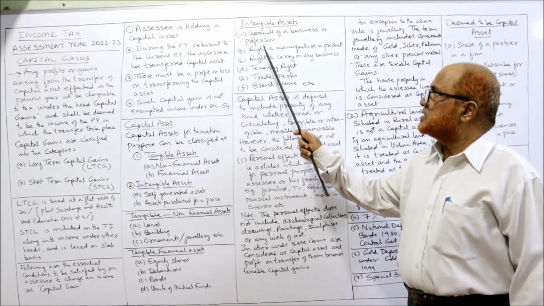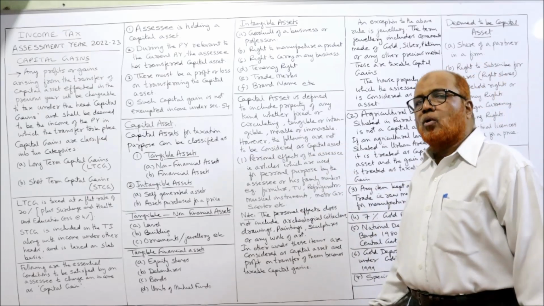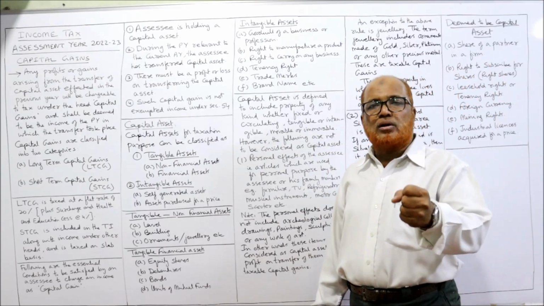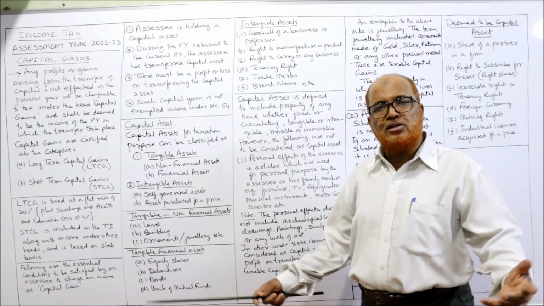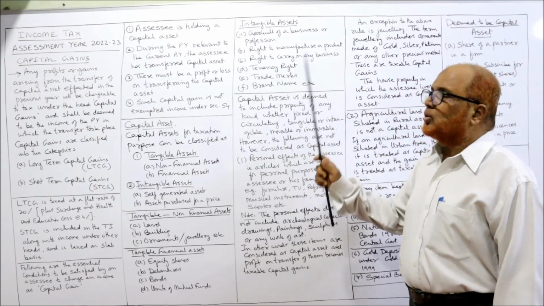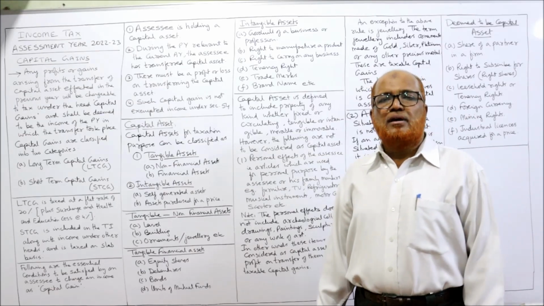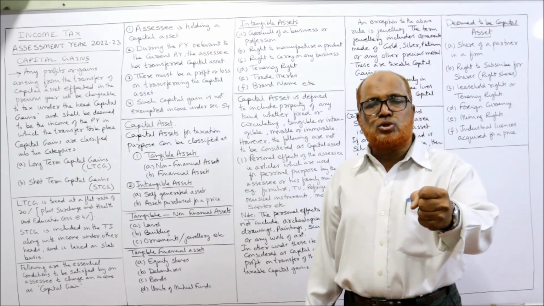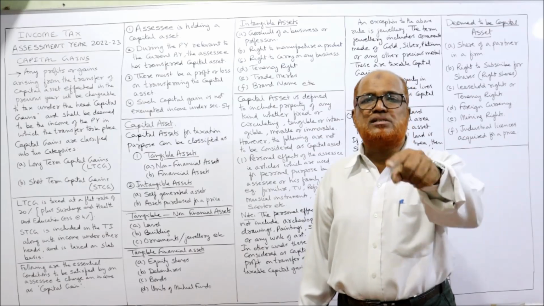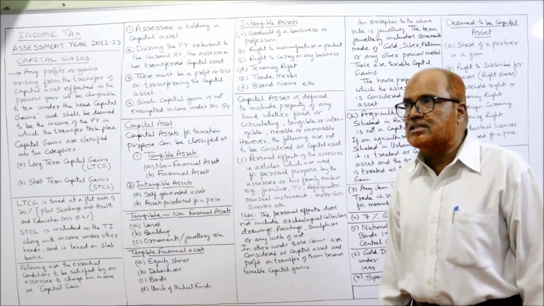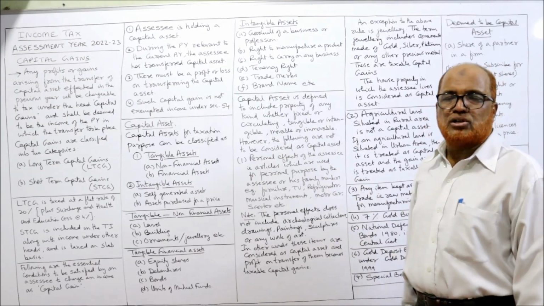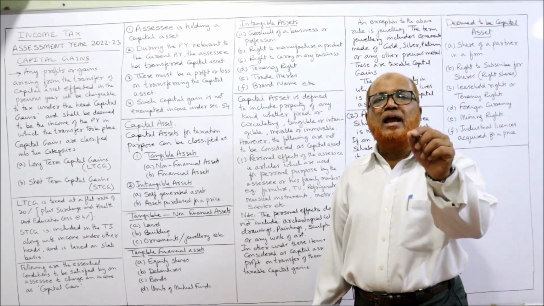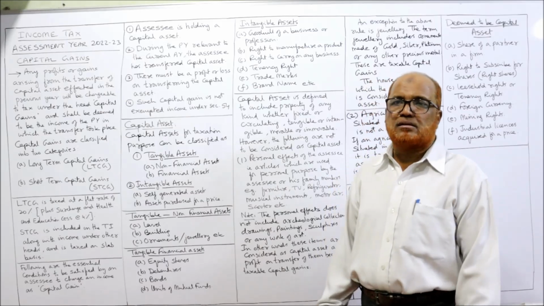So intangible asset. Then right to manufacture a product. The business assessee got a right to manufacture a product. That is also an intangible. Then right to carry on any business. A particular assessee has a right to carry on the business. So this right is called intangible asset. Tenancy right, then trademark, brand name, etc. These are the examples of intangible assets, right?